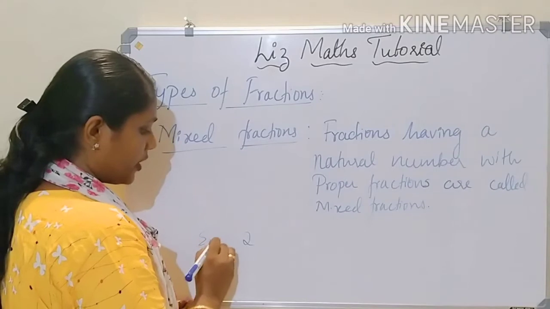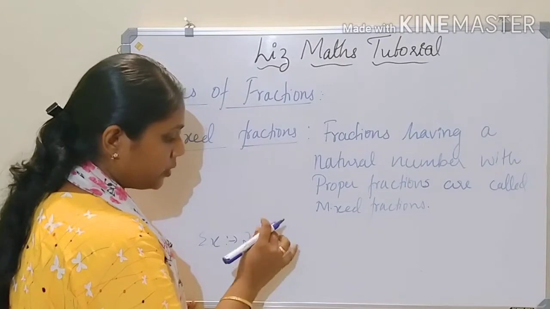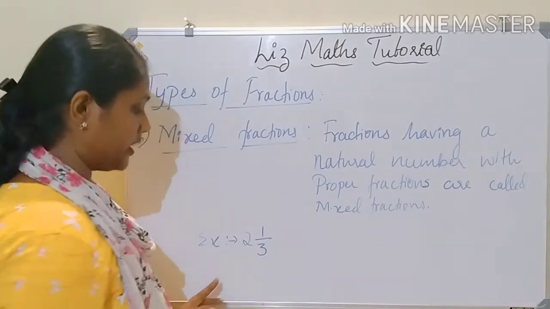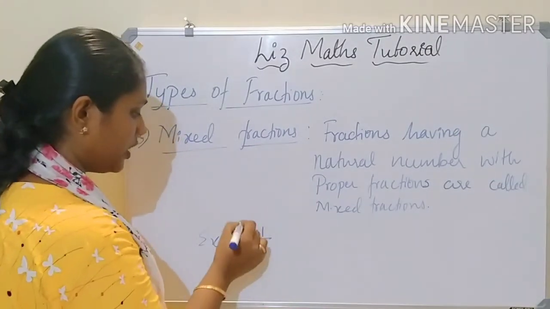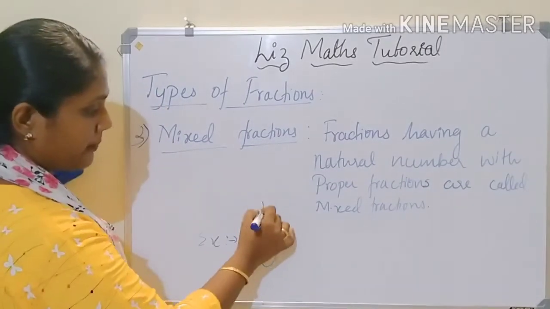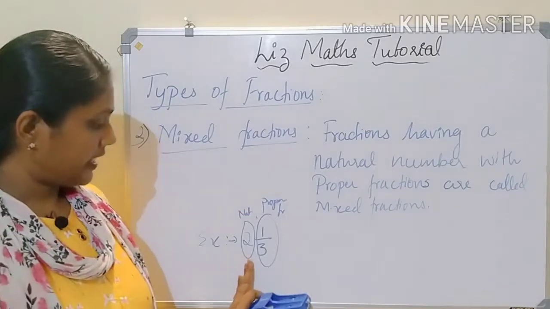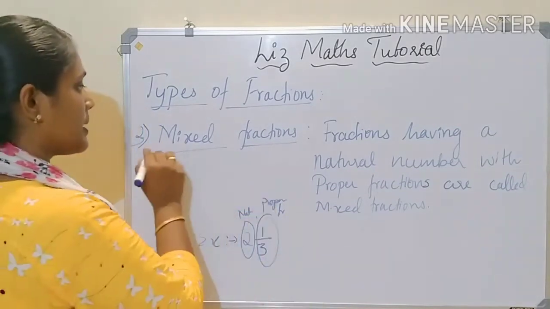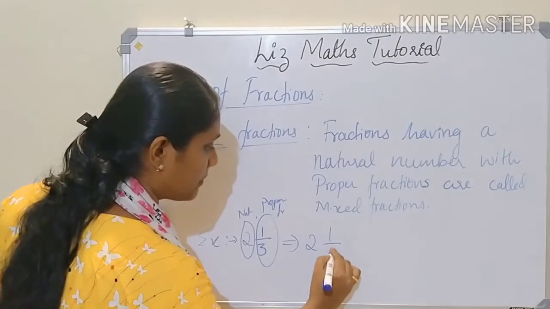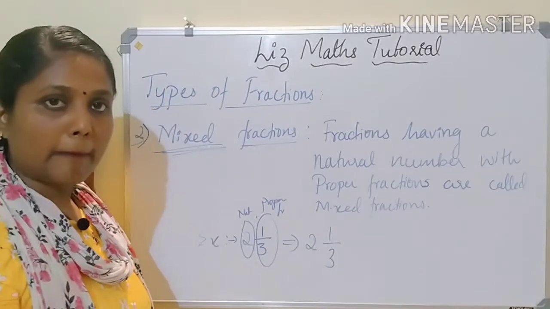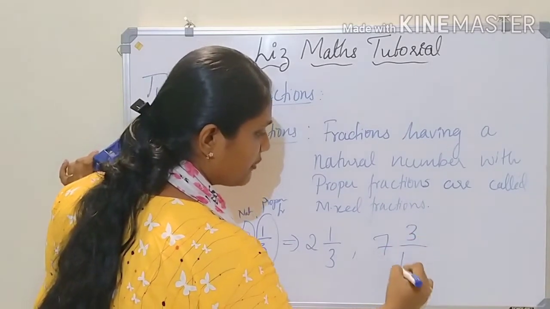So in this you can have a natural number with a proper fraction. A proper fraction is nothing but one whose numerator is less than the denominator. It should be in the form of, that is, 1 by 3. So here a natural number with a proper fraction. This is a proper fraction and this is a natural number. If they come together, that is called a mixed fraction. You have to write 2, 1 by 3. This is an example of a mixed fraction. You can write any other number, 7, 3 by 14.